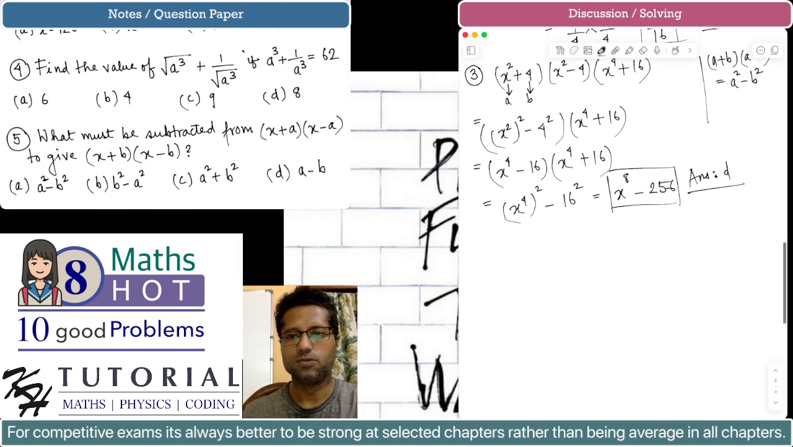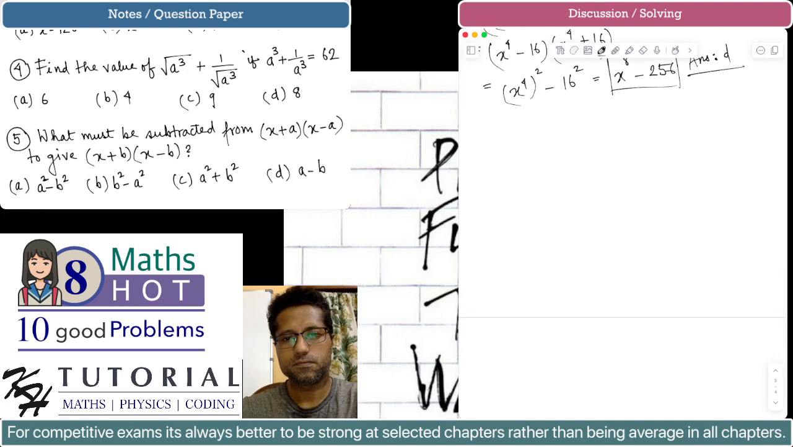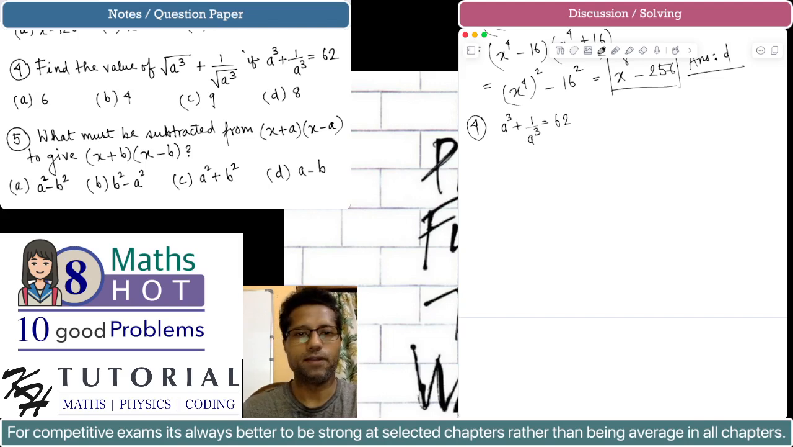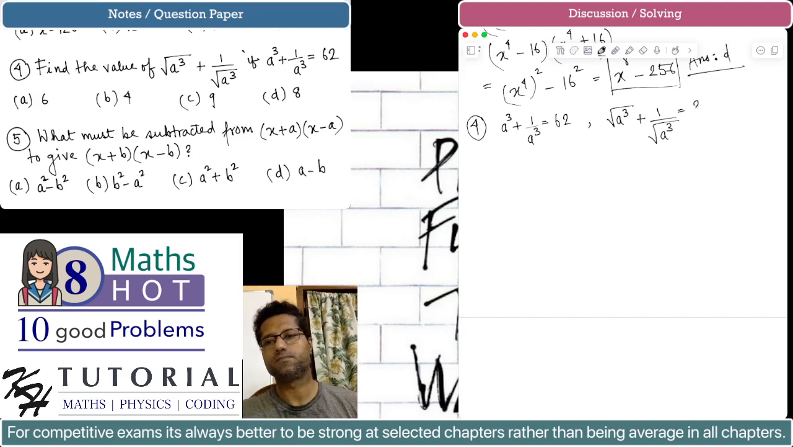Okay, let's do problem number 4. It is given that a cube plus 1 by a cube is equal to 62. We have to find the value of square root of a cube plus 1 by square root of a cube. We have to find this value.